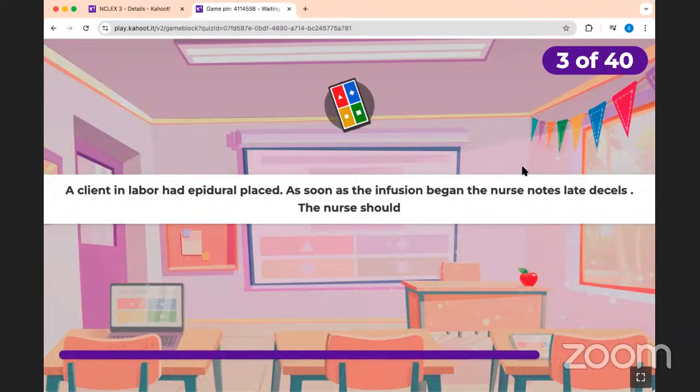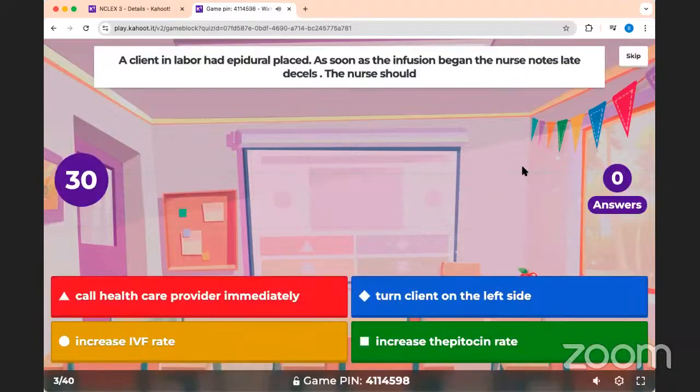And the client is in labor with an epidural in place. As soon as the infusion began, the nurse notes late decelerations. What should the nurse do? So go for the buzzword. Epidural placed, you start infusion, there's late decel. What would you do?